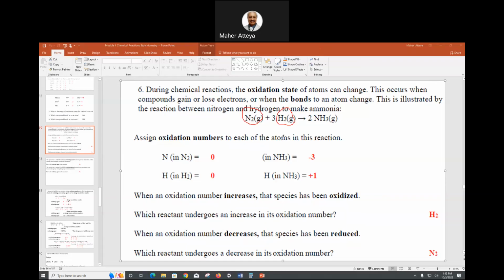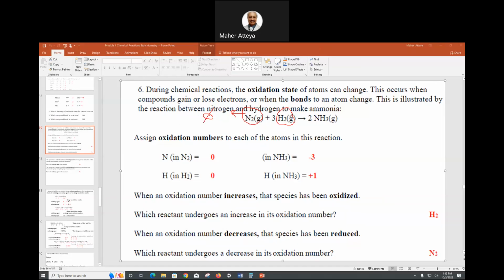We cannot. Nobody will live on this earth. Nobody. Yeah, nobody will live on this earth. So since I have this neutral, the oxidation number of this nitrogen is neutral, correct? So the rule says it is 0. It's the oxidation number, the charge. There is no charge on nitrogen, so 0.